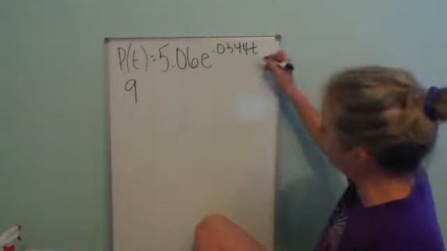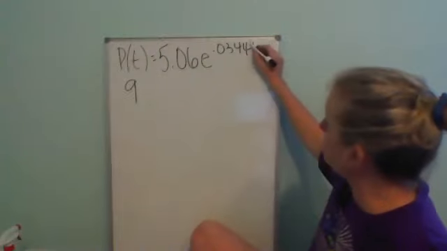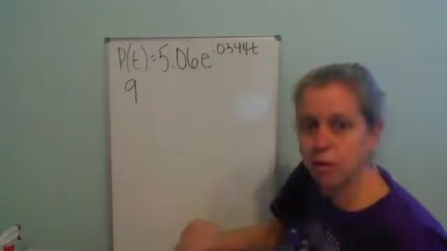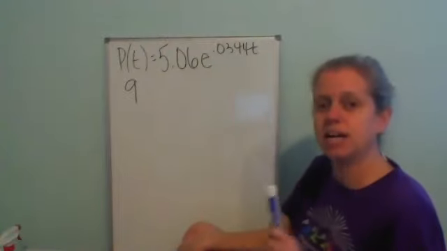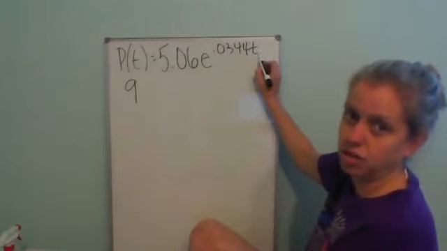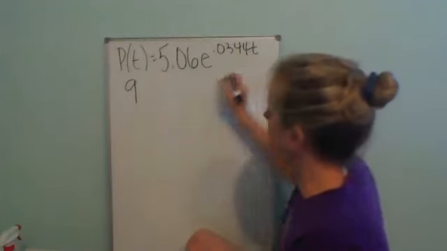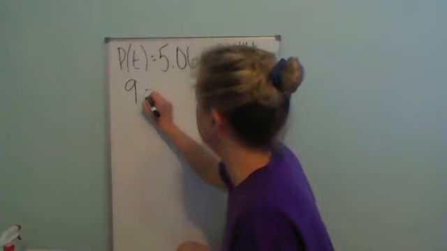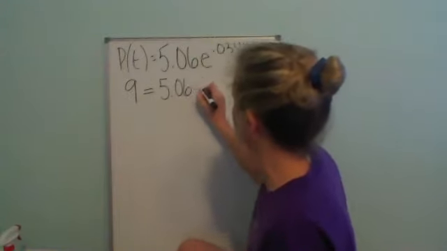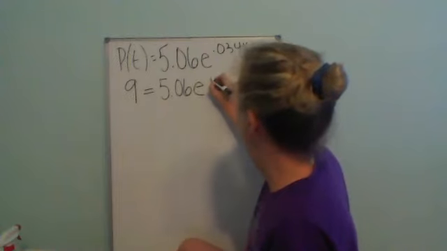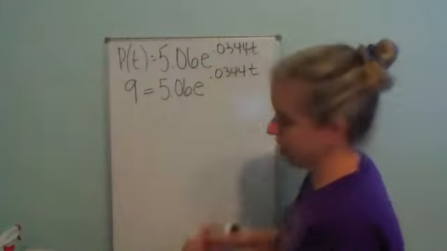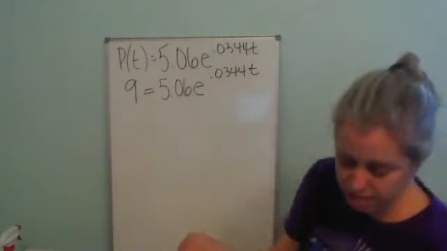So this time, this t, that's the number that stands for the years, right? Remember in the last part, that's why we put that 6 in there, because it told me 6 years. Now this is what I'm looking for, is the time. So that's what I don't know. So I do know there's going to be 9 million people. We started off with 5.06 million people, e to the 0.0344 t. So now we're solving for t.